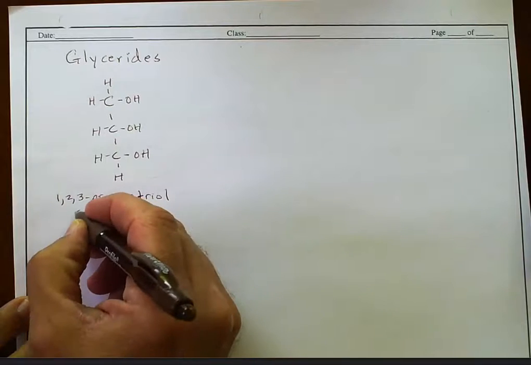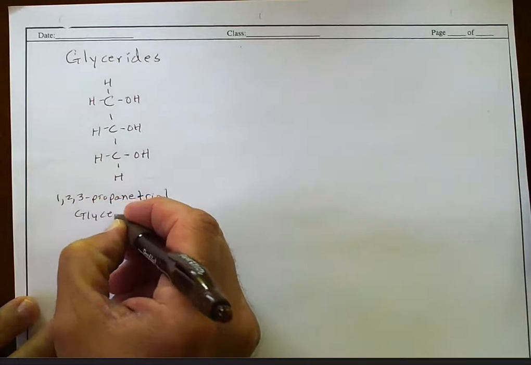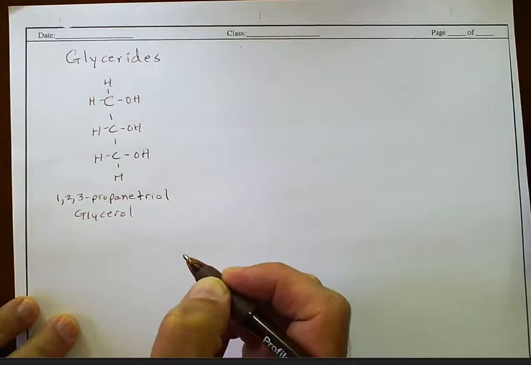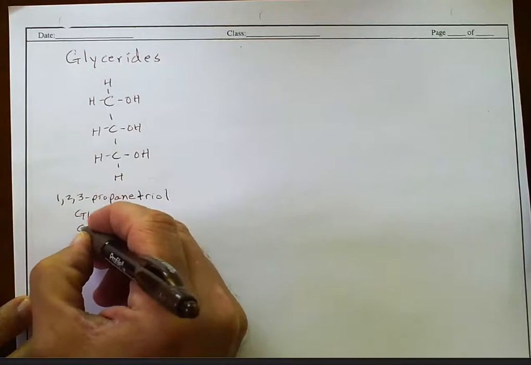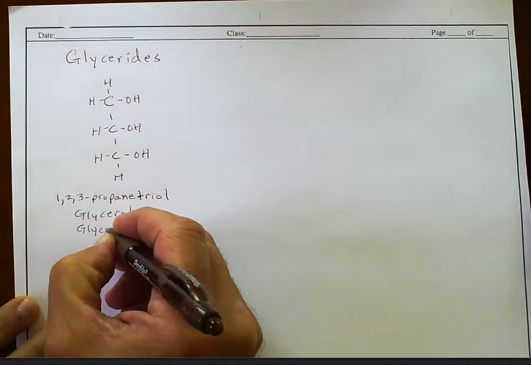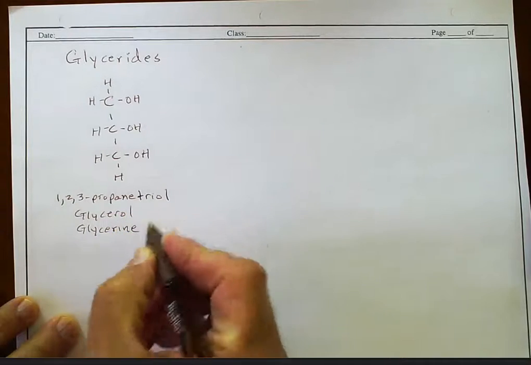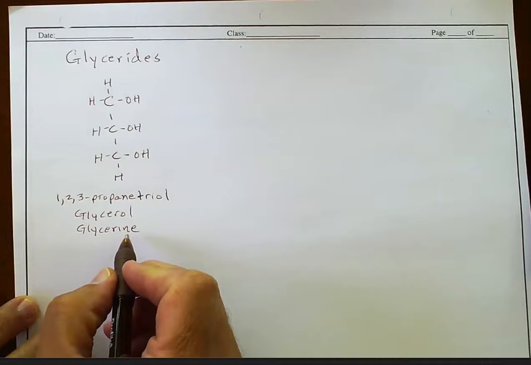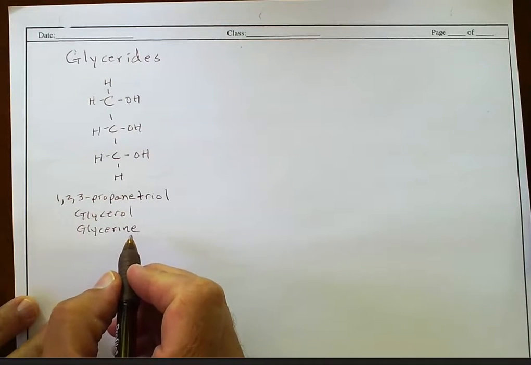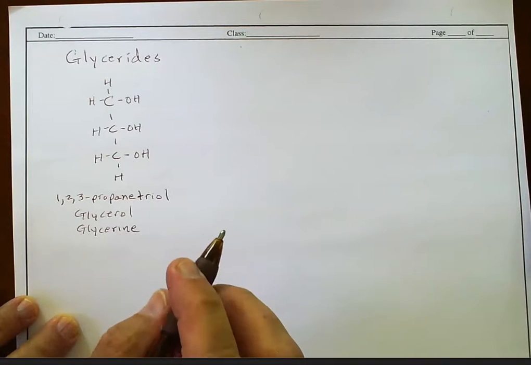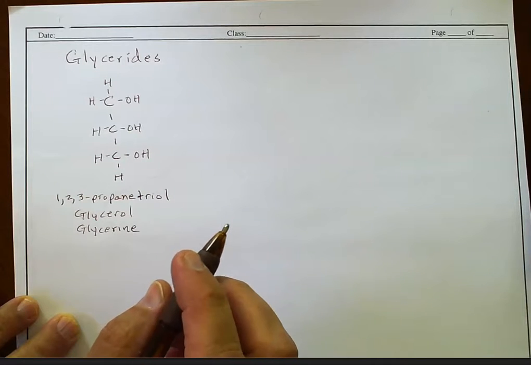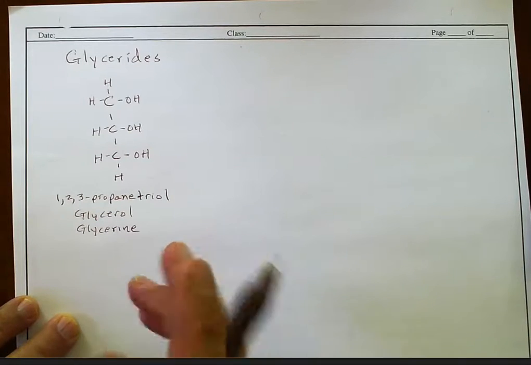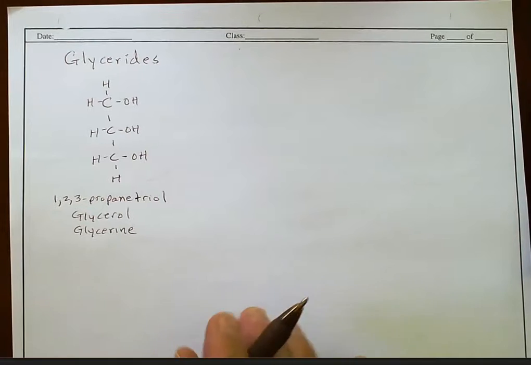So again, glycerol is one of the most common names for this. It is sometimes referred to as glycerin, with or without the E on the end. To me, that implies that it's a totally different type of compound. An INE ending generally implies that something is an amine, and this is not. It is an alcohol. So that's one of many misleading names that you'll find in organic chemistry.